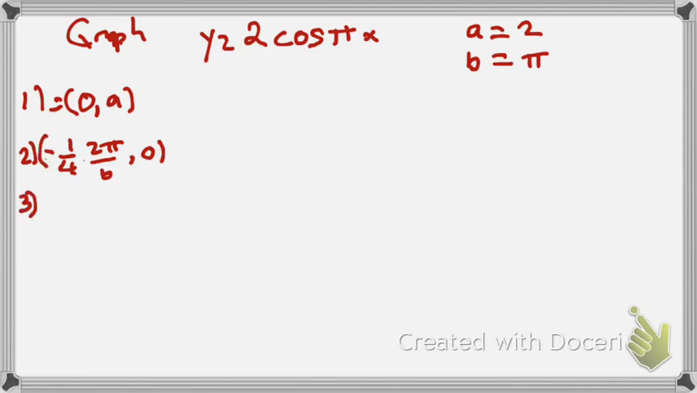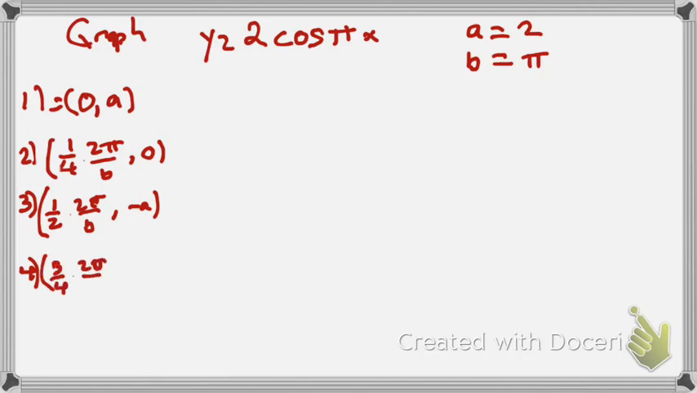3 is going to be 1/2. This should not be negative 1/4. If that looks like a negative 1/4, it shouldn't be. It's just supposed to be a parenthesis. So I have 1/2 times 2 pi over b, and then negative a. 4, I'm going to have 3/4 times 2 pi over b, comma, 0. And then the last one is going to be just 2 pi over b, comma, a.